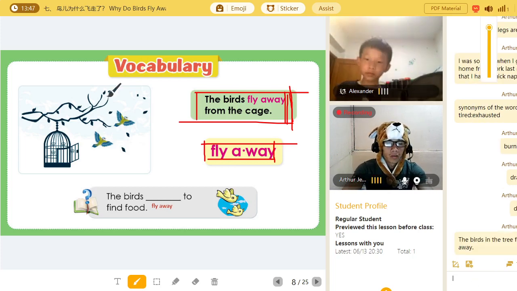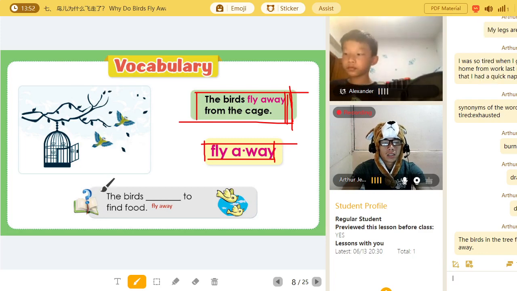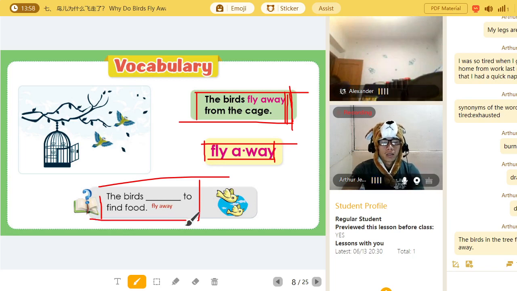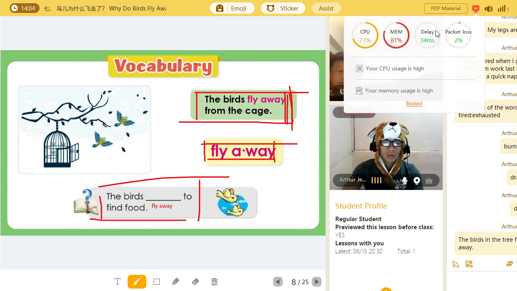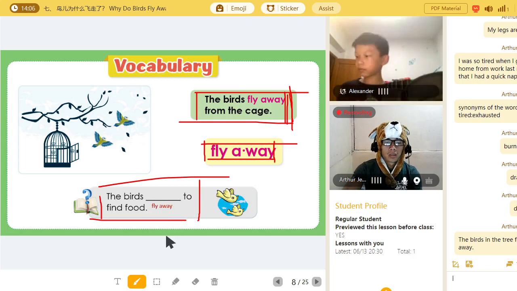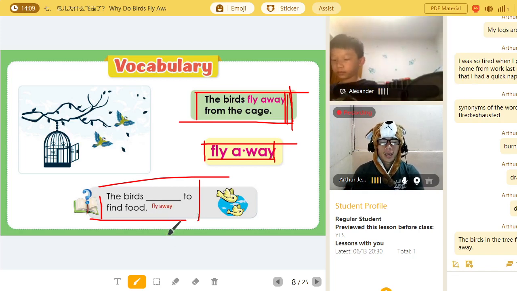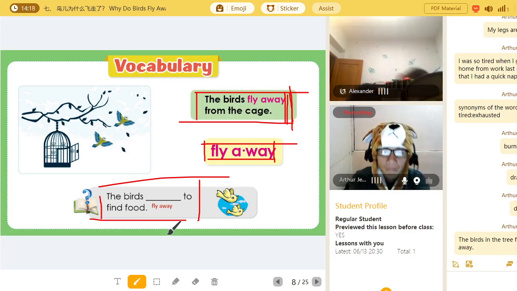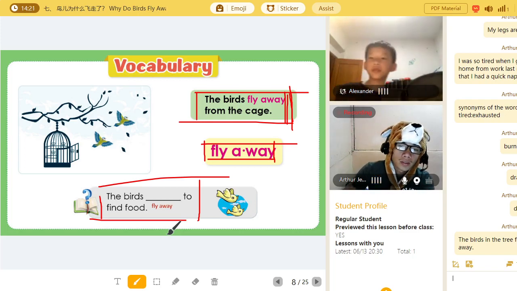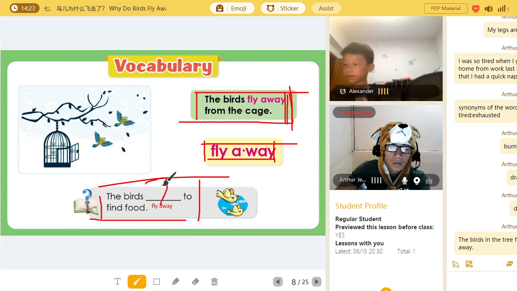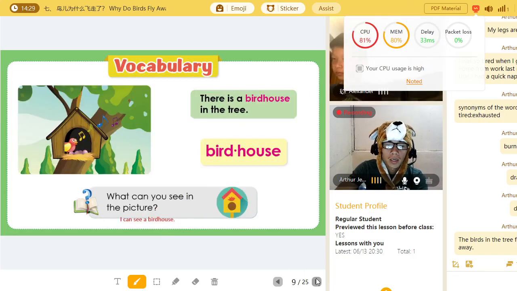All right, now let us read the sentence and you have to fill in the blank. The birds blank to find food. What is the correct word? What is the correct answer, Alexander? The birds fly away to find food. Yes, very good. That is correct. Well done. Let's go to the next page.